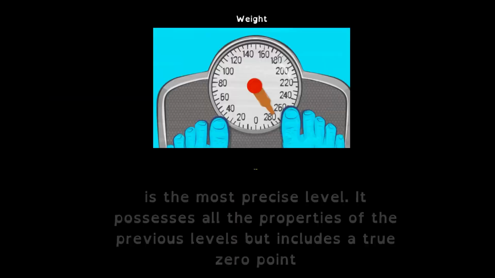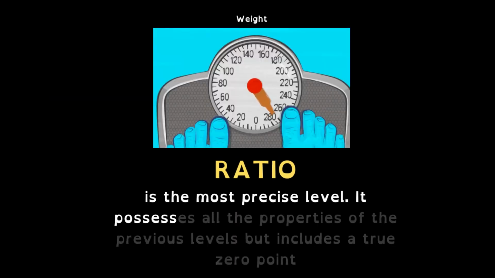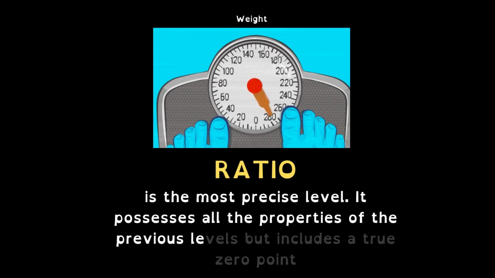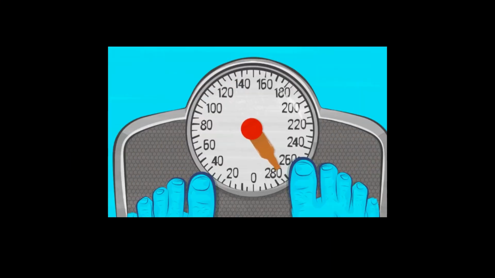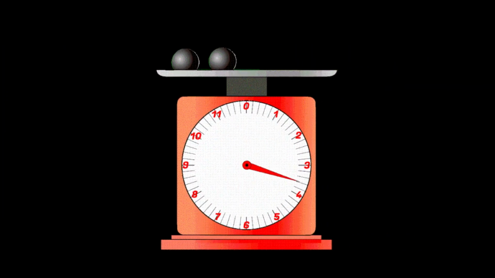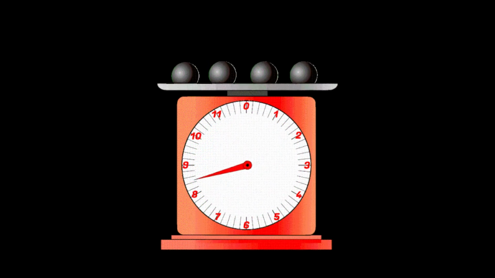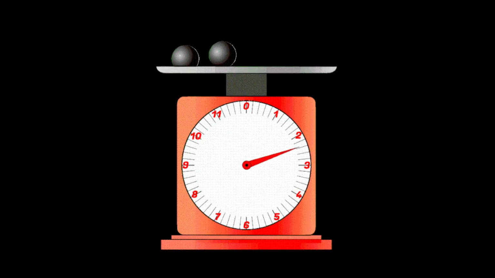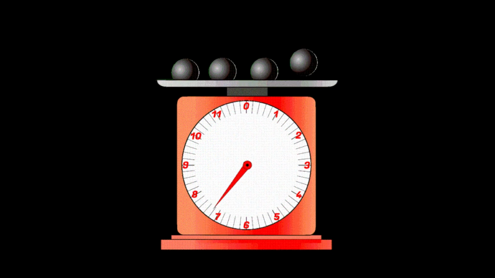Finally, we have the ratio level of measurement, which is the most precise level. It possesses all the properties of the previous levels but includes a true zero point. Here are some examples. Weight measured in kilograms or pounds is an example of ratio data. It has equal intervals, a meaningful zero point representing no weight, and allows for comparison and ratios between values.